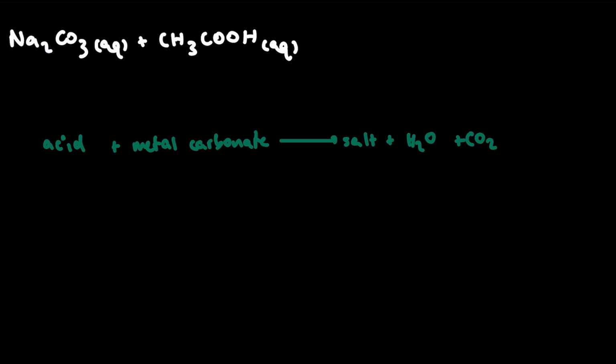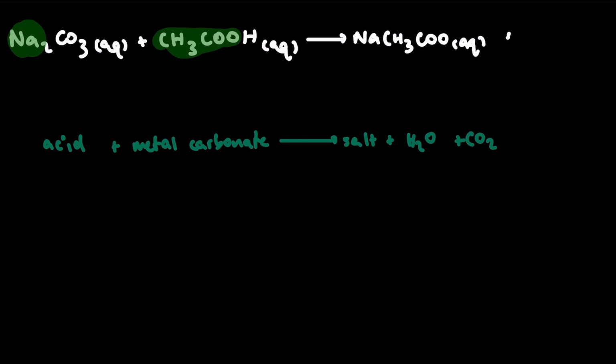And the way we can work out what the salt is, we can take the cation of one of these substances, so the metallic ion is the sodium, and the non-metallic anion of the other substance, which in this case is the ethanoate ion. So if I were to draw the products, I would simply have NaCH3COO, and we know all ethanoates are aqueous, plus water in its liquid form, and plus carbon dioxide.